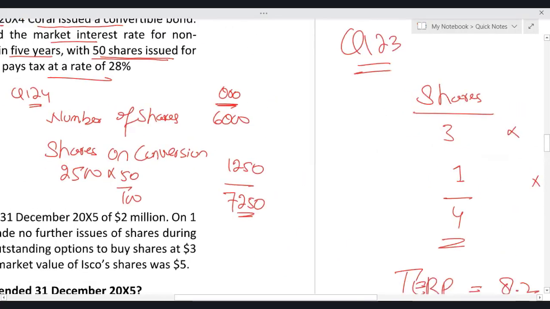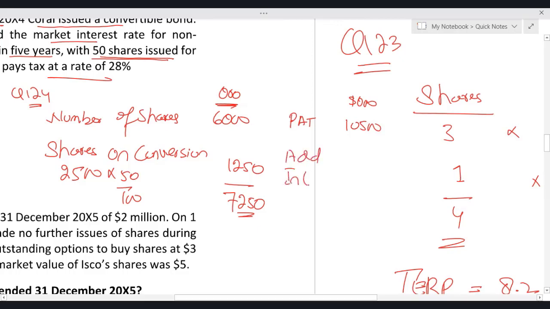Question 124. Nothing is mentioned, so given profit, we will always assume it is after tax. They have given us profit after tax, 10,500, ignoring three zeros. While calculating diluted EPS, we assume that all the potential ordinary shares have become ordinary. So if we have converted convertible bonds into ordinary shares, obviously we will not be paying any interest on these convertible bonds. So we have to calculate interest saving after tax.